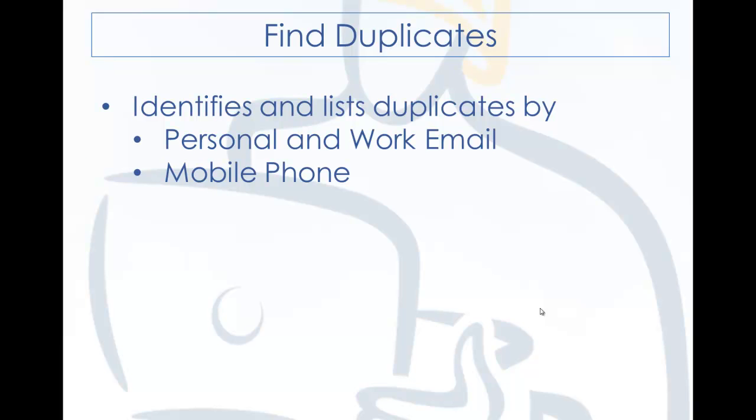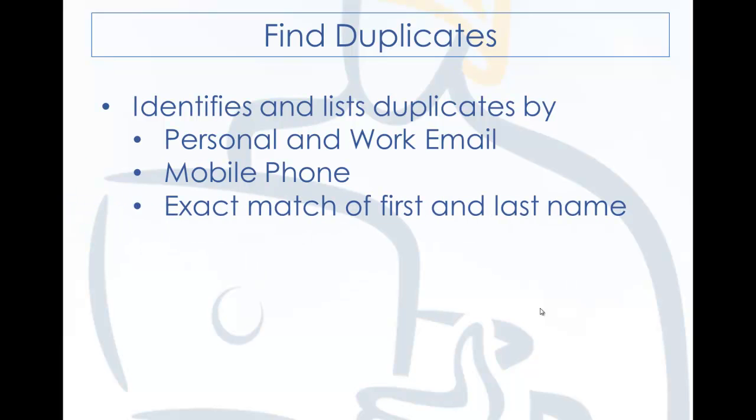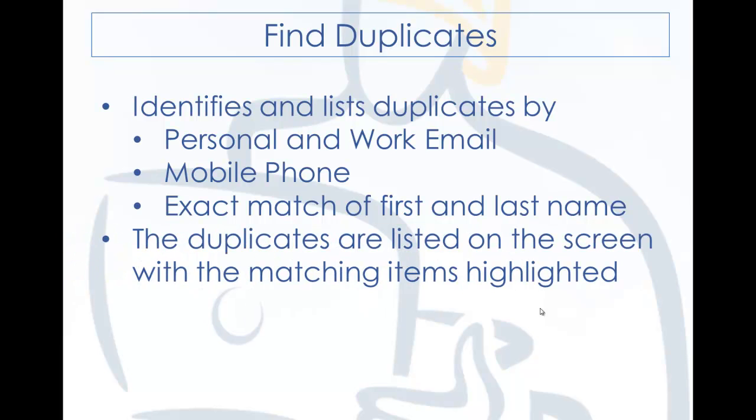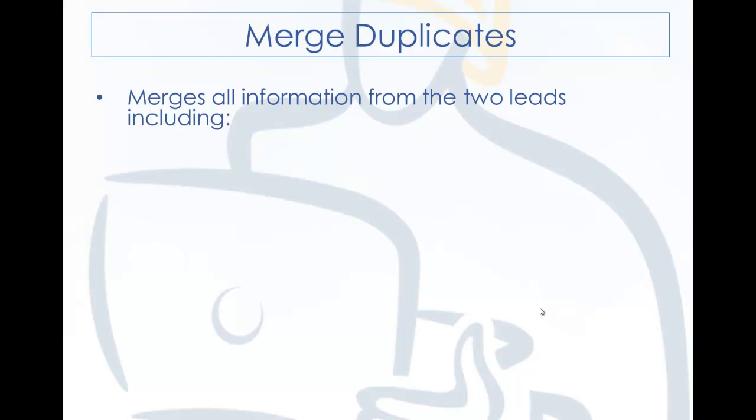It also looks at the mobile phone number, and it looks at an exact match of the prospect's, the primary contact, first and last name. When it identifies the duplicate, it puts it on a screen and it highlights the matching components, whether it be the email, the phone, or their first and last name.